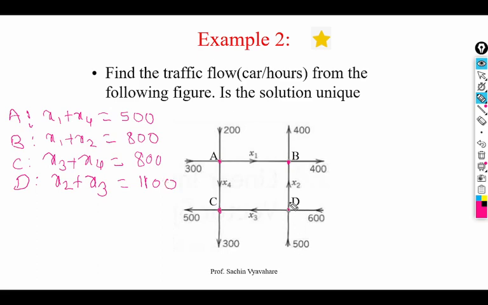So this is the main step only. If we are able to convert the given data into a system of equations, the remaining part is just the augmented matrix and the solution.